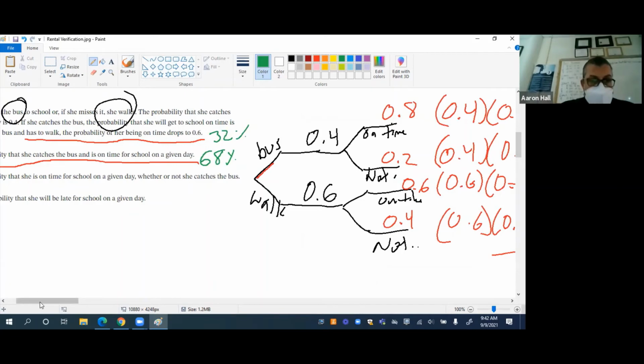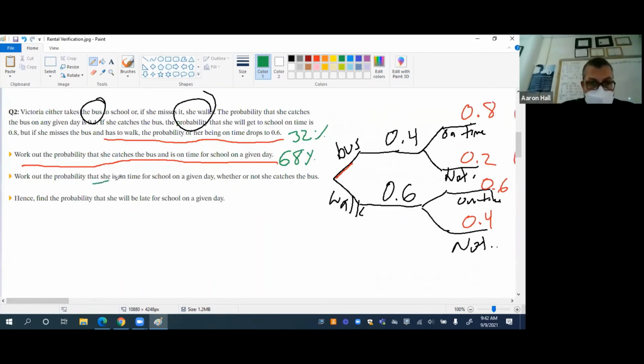What's the next question? It says work out the probability that she's on time for school on a given day, whether or not she catches the bus. Oh, what did I mess up? This goes here and this goes here. Okay, let's look at the next one. Hence, the word hence is always a tricky word. Hence means look at our previous answer. Hence, find the probability that she will be late for school on a given day.